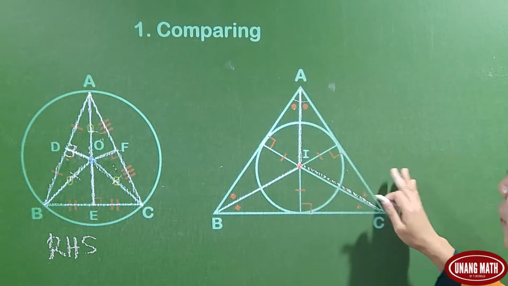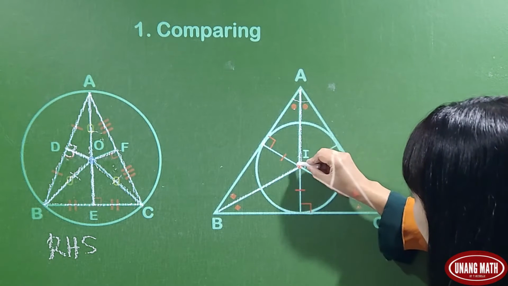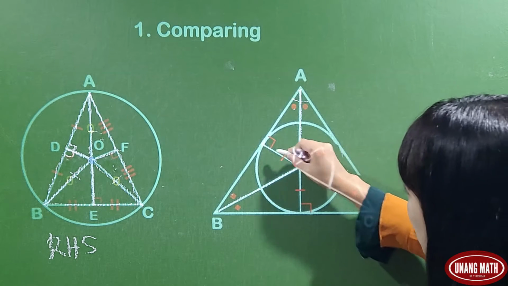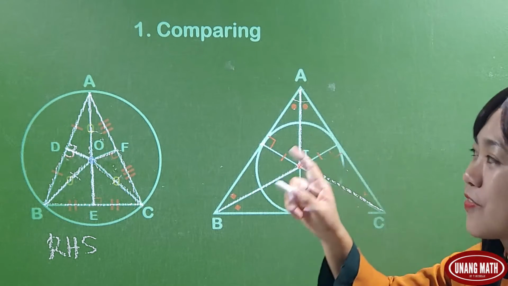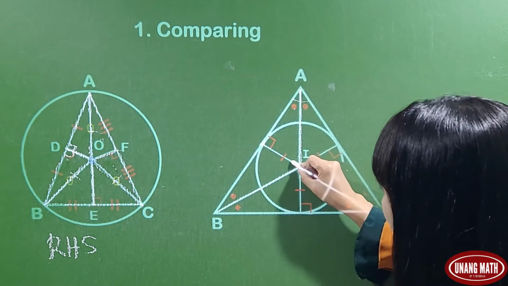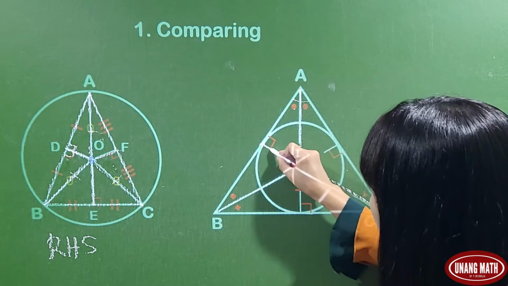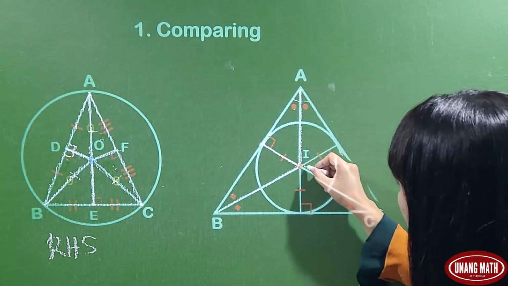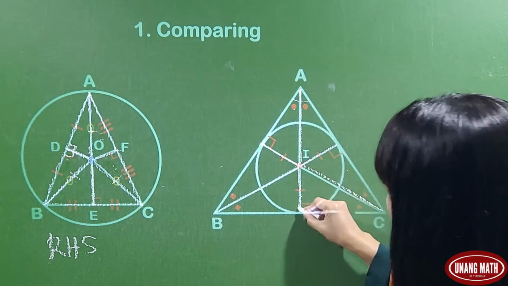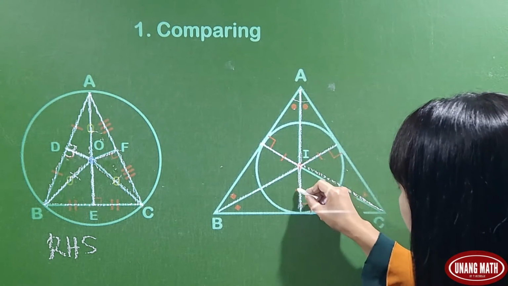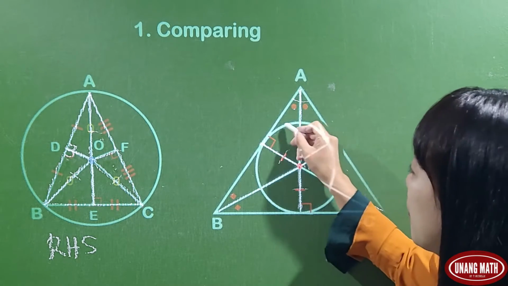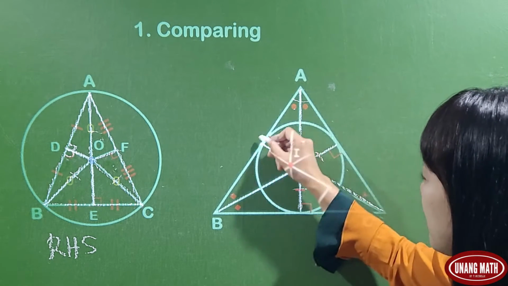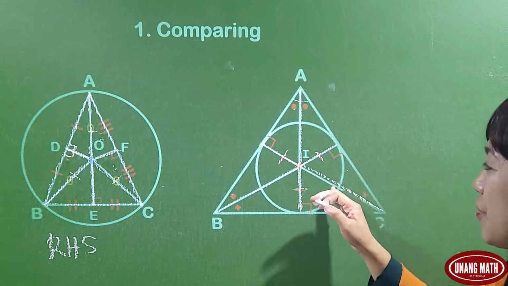Okay, what about in this figure? From the incenter to the midpoint of each side of the triangle, this is now our perpendicular bisector. So here's perpendicular bisector, perpendicular bisector. And these three lengths are equal in measure because these are the radius of our incircle.